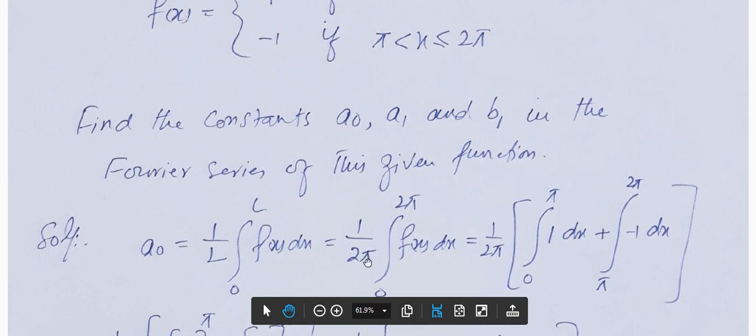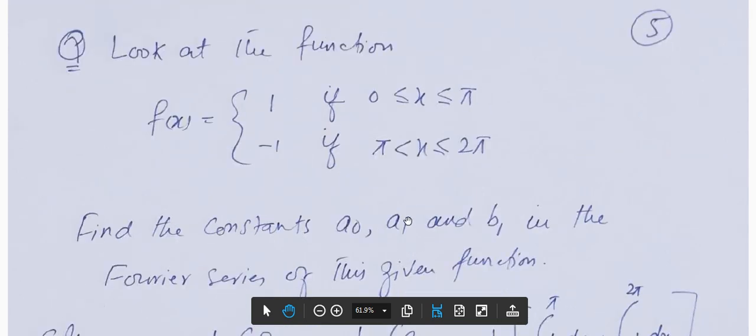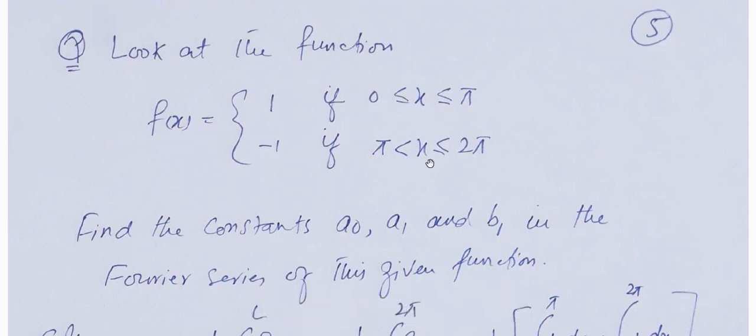So your L is 2 pi, as I said before. So 0 to 2 pi f of x dx. Again, your function from 0 to 2 pi is not given, so it is again a piecewise defined function. So x varies from 0 to pi, so your f of x will be 1, and from pi to 2 pi it is minus 1.